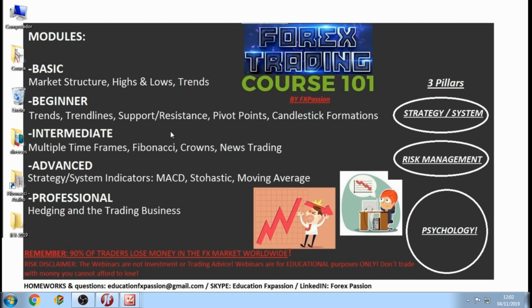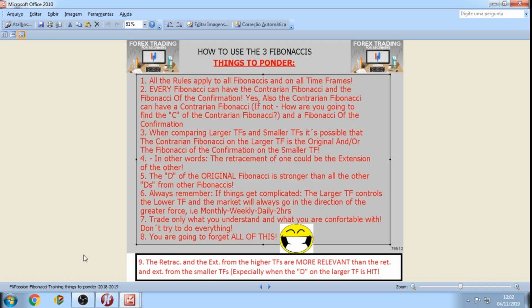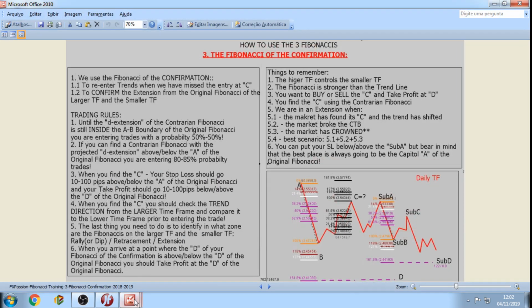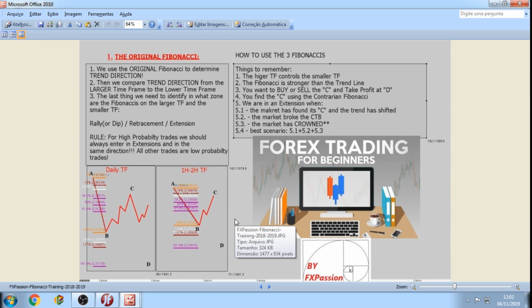Today's lesson, rules for trading the three Fibonacci's, part 1. We have here 4 different pictures, everybody, and those are the rules that you need to learn. Starting from the original Fibonacci, this is picture number 1. We use the original Fibonacci to determine trend direction, and then we compare trend direction from the larger time frame to the lower time frame.